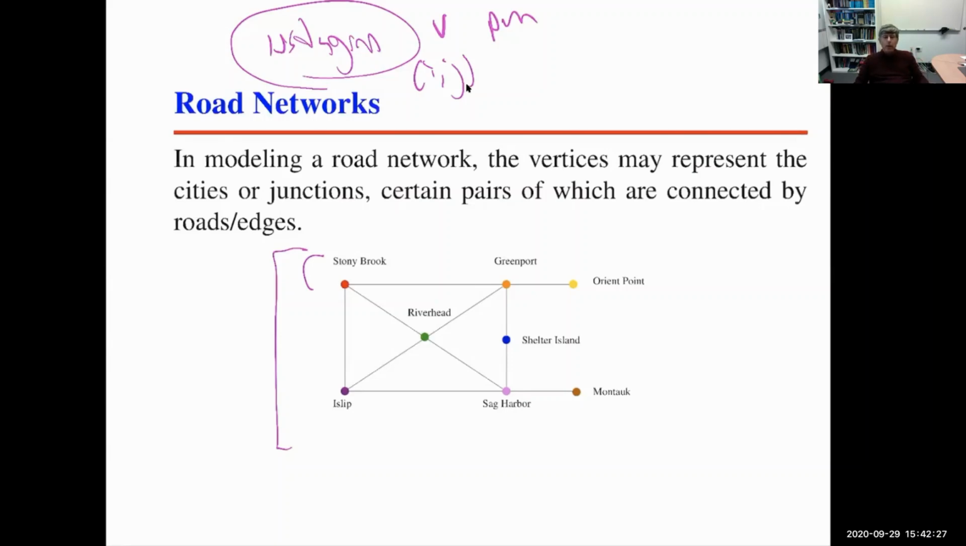And there are all kinds of natural questions that you can ask on these kinds of networks. What is the best way to get from point A to point B? What is the shortest way to drive from Orient Point to Montauk? It isn't going to be like that. And we will talk about shortest path algorithms that find the shortest way to drive given the network.